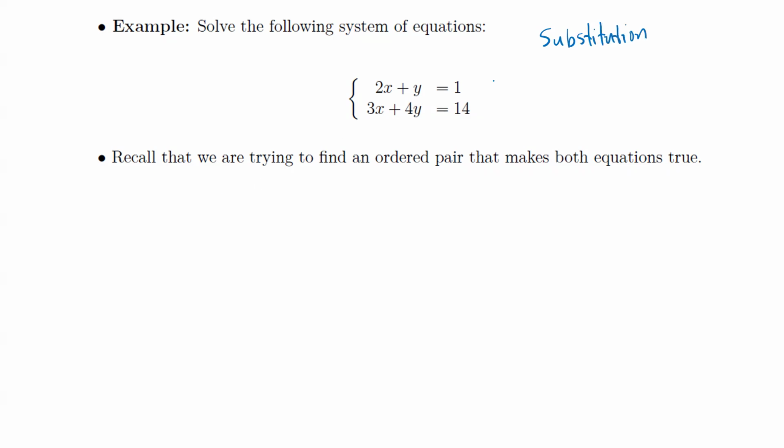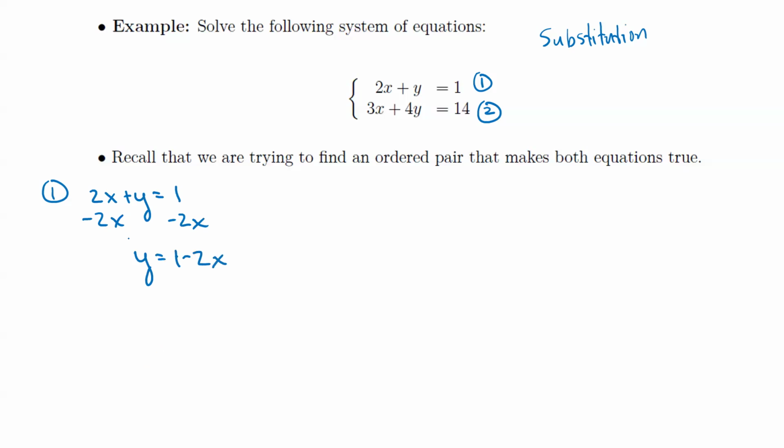All right. So the idea is I'm still going to label my equations here. But what I'm going to do is take one of the equations and get one of the variables all by itself. So I'm going to take equation one, and much like I did in the previous video, I'll get y by itself. So y equals 1 minus 2x.